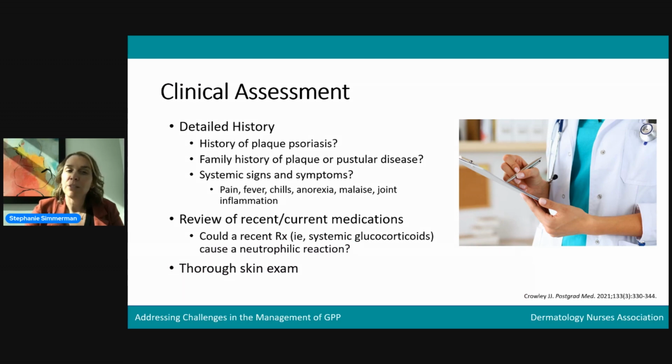A review of recent and current medications. We know that this disease state can be impacted by medications, like stopping systemic glucocorticoids too quickly, and certain biologic medications. And we've got a pretty good list later on in this presentation of other things that can impact a flare and cause a flare. And doing an overall thorough skin exam. We tend to be able to assess things pretty quickly in dermatology, but sometimes making sure that we do a really good check, get these patients in gowns and look them over from head to toe, is very important.